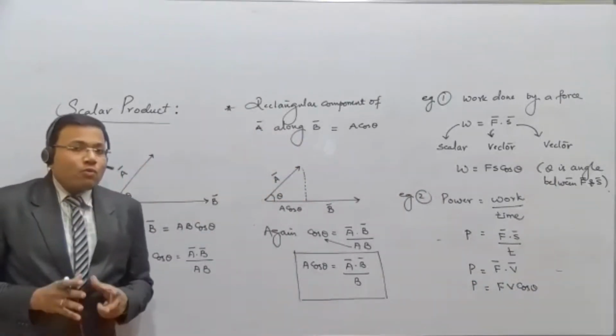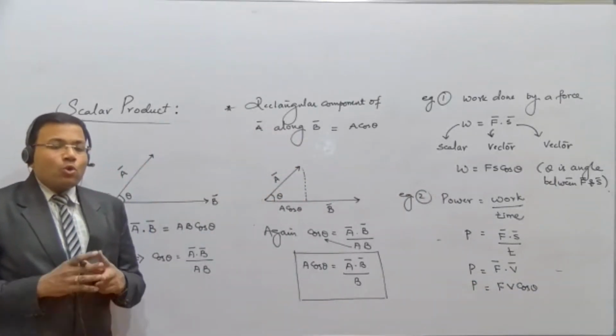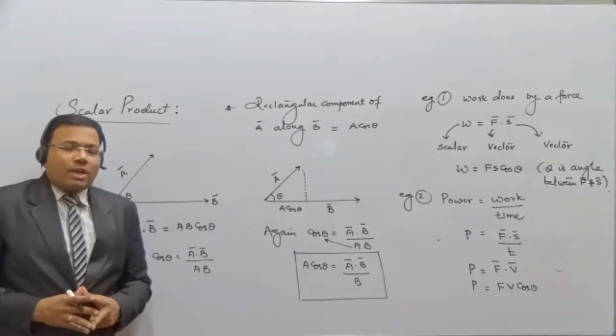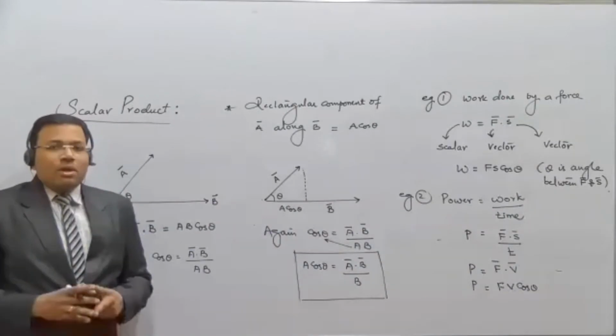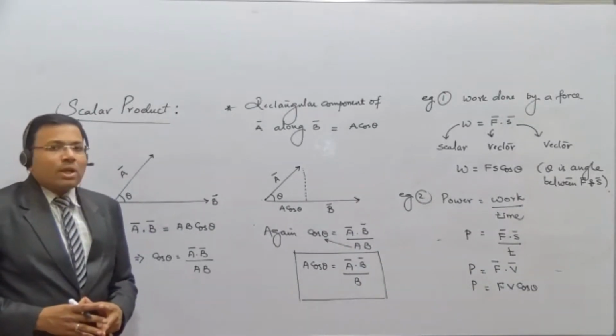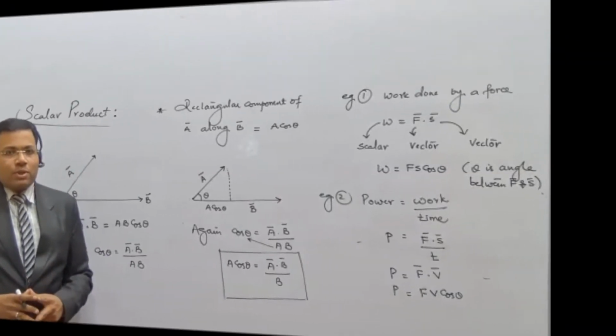I hope you have understood what a scalar product is, how to calculate the scalar product, along with the component of vector A along vector B, and along with that we have seen example 1 and example 2. I hope you have understood this.